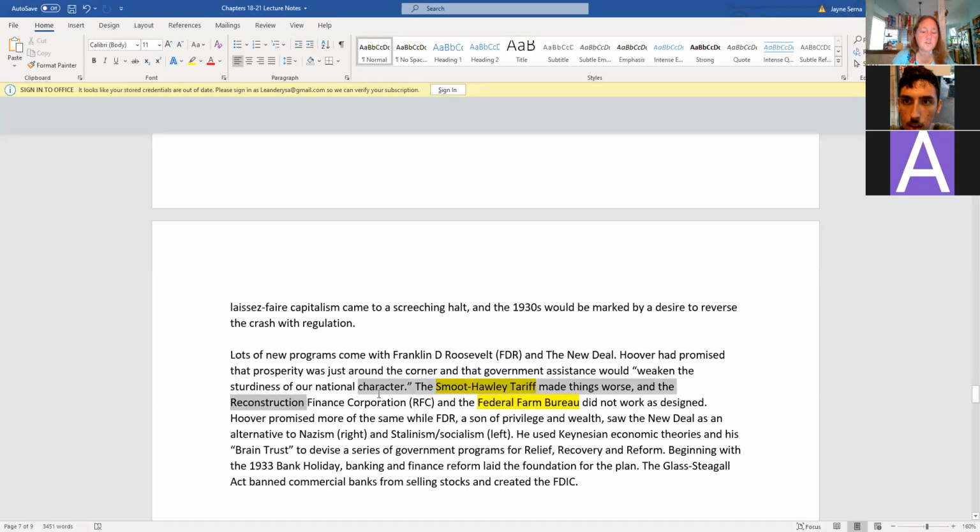Let me try again. Reconstruction Finance Corporation. It's tough when you can't highlight, isn't it? So Smoot-Hawley tariff, which your book will talk about a little, but Reconstruction Finance Corporation and Federal Farm Bureau, these two things kind of do the same thing, but for different industries. Reconstruction Finance Corporation is essentially a bank for large businesses, and you could borrow.